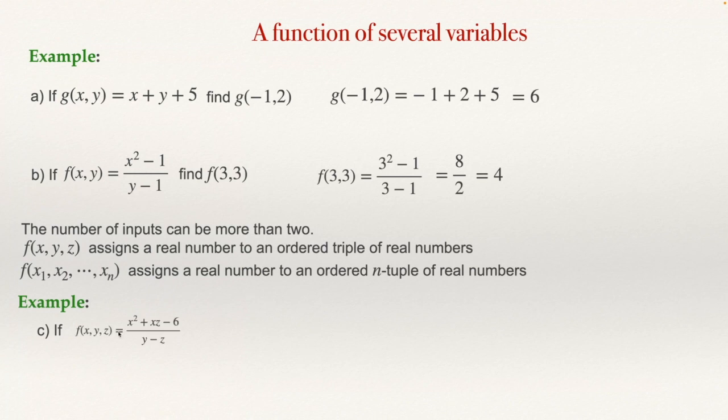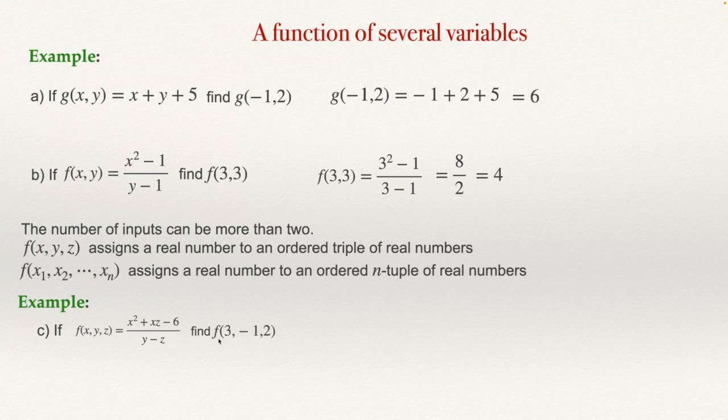For example, if we have this, the image of the triple (x, y, z) equals x squared plus xz minus 6, divided by y minus z. What I'm telling you is that I need to choose the first element and square it. And then choose the first and multiply by the third, minus 6. And that gives me the numerator, divided by the difference between the second and the third number. So in this case, we are getting a number. We have a triple, but for this triple, we are assigning a number. This will be a function of three variables.